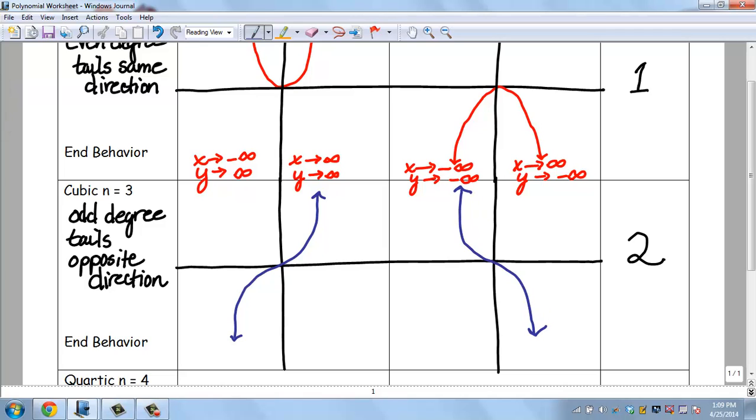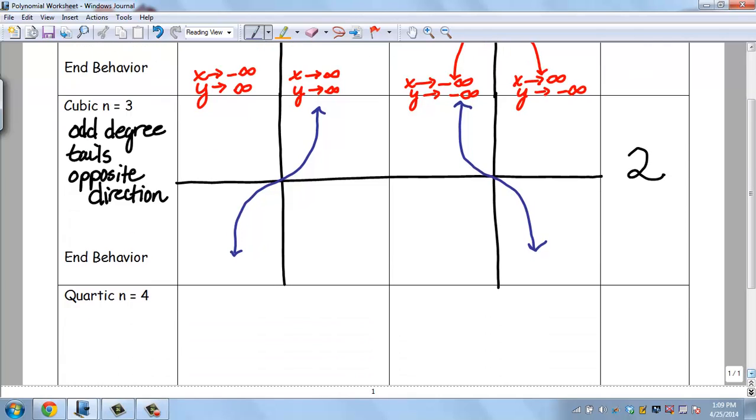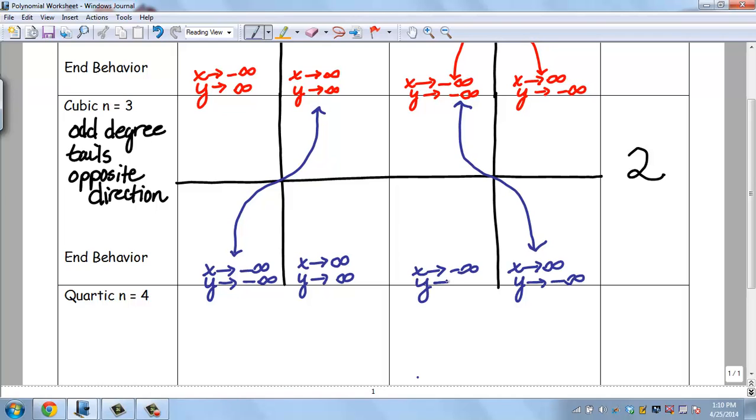Let's talk about the end behavior of my tails in this case. Here, as x goes to positive infinity, as I go to the right, my y's go to positive infinity. Here, as my x's go to negative infinity, my y's go to negative infinity, because the tails are opposite. Over here, as I go to the right, as x goes to positive infinity, my y's will go to negative infinity. Here, as I go to the left, as x goes to negative infinity, my y's go to positive infinity because they're opposite. Okay, so now we just did a cubic.